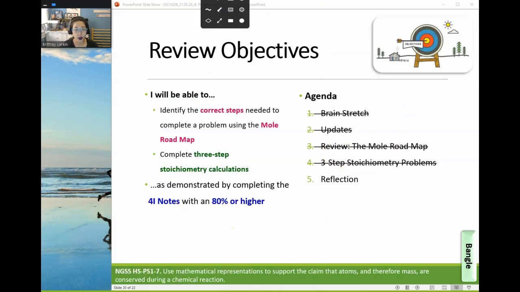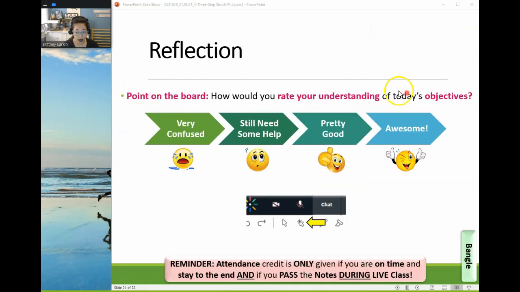All right, so at this point we have been able to identify the correct steps of a stoichiometry problem using our mole roadmap, and we've been able to complete 3-step stoich problems. So go ahead and think to yourself, how would you rate your understanding of today's objectives?